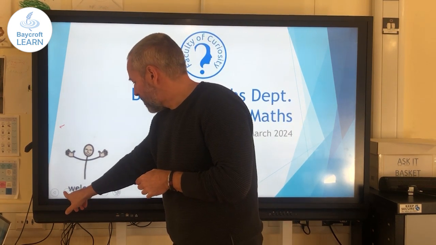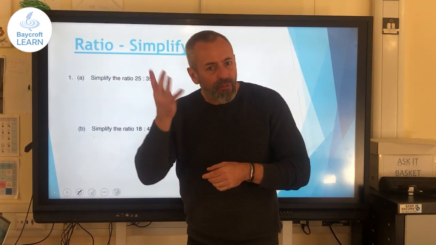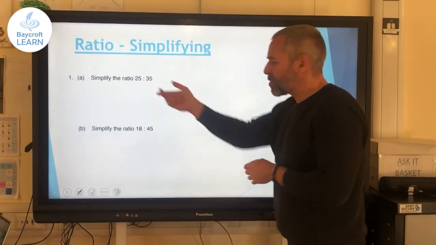But it's an important one to cover because there's lots of maths involved, but actually there's also some really good marks which you can pick up just by following a few basic steps. Now ratio will tend to come in 4 different forms, I would say. The first one is simplifying.